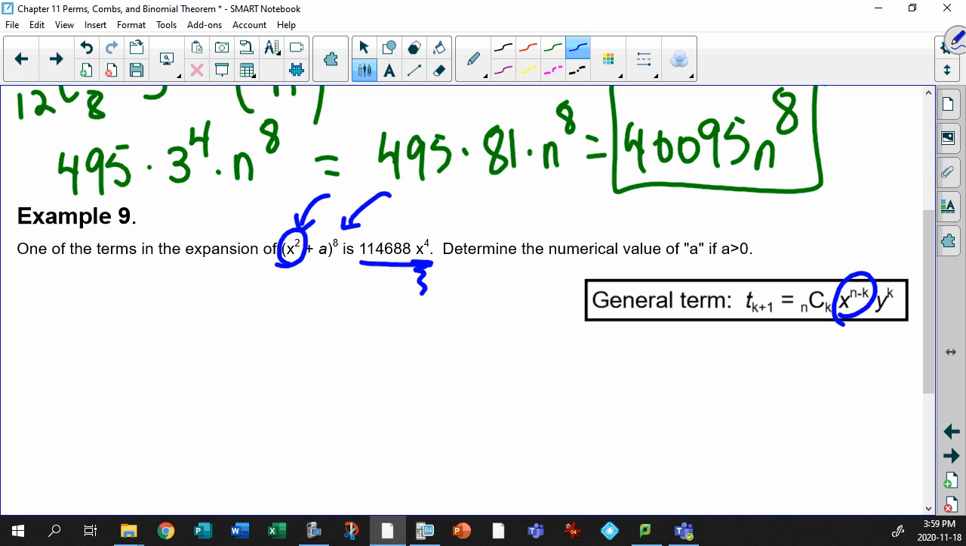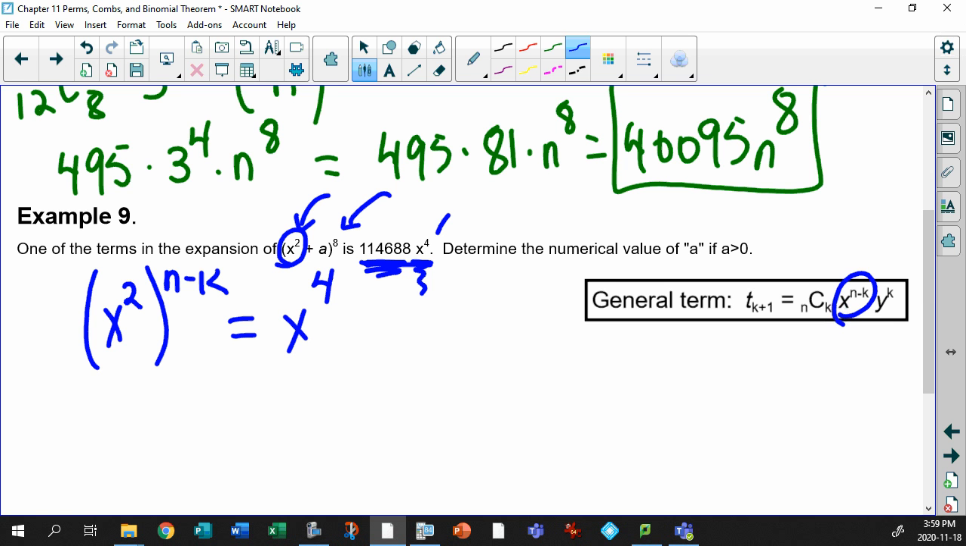Oh, so we're getting pretty darn specific here. Yes, we are. So in other words, this is x squared to the power of n minus k, right? And that has to equal to whatever that number is. I don't care about the number right now. I'm just looking at the exponents. I know that that has to equal x to the 4. So if you think about it, what you have to do here is you're just looking at the exponents again.